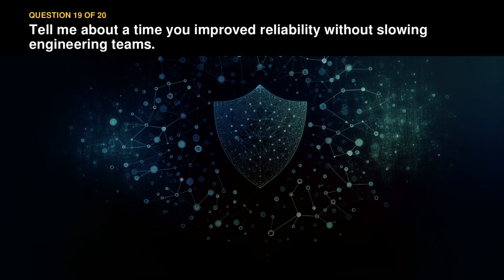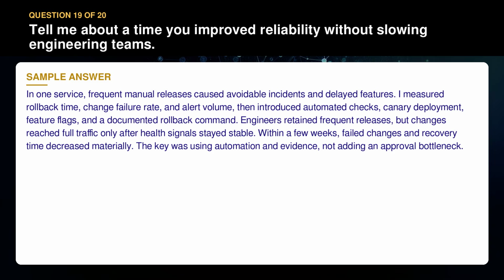Question 19. Tell me about a time you improved reliability without slowing engineering teams. In one service, frequent manual releases caused avoidable incidents and delayed features. I measured rollback time, change failure rate, and alert volume, then introduced automated checks, canary deployment, feature flags, and a documented rollback command. Engineers retained frequent releases, but changes reached full traffic only after health signals stayed stable. Within a few weeks, failed changes and recovery time decreased materially. The key was using automation and evidence, not adding an approval bottleneck.